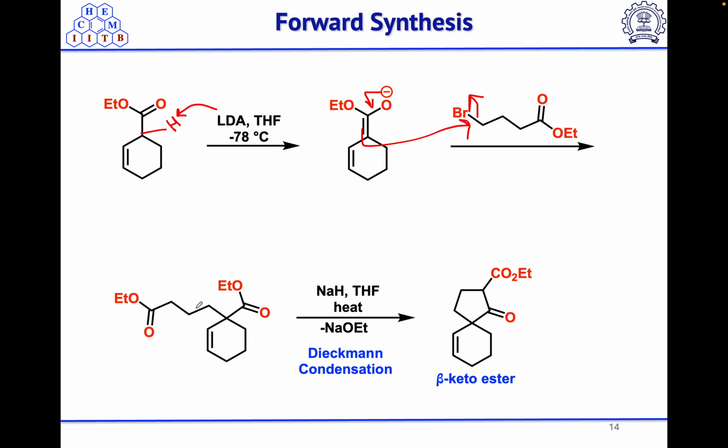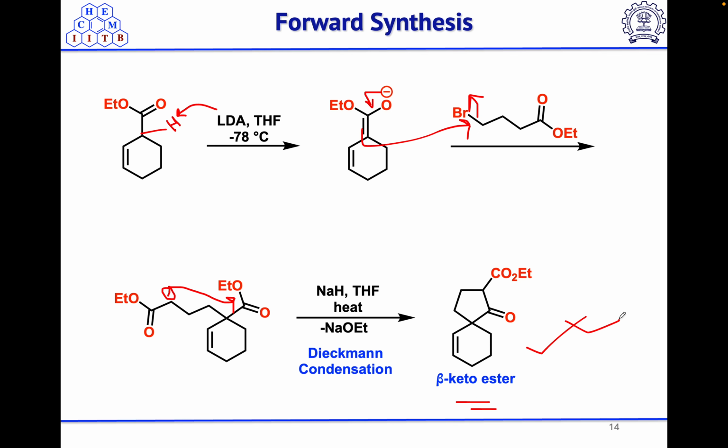So what will happen? This enolate will form here, and it will undergo addition to this, and it will give this product, right? Beta keto ester. Any doubt? I guess no doubt. This is pretty simple. So this is our target molecule, right?